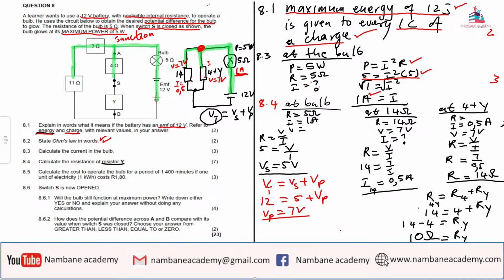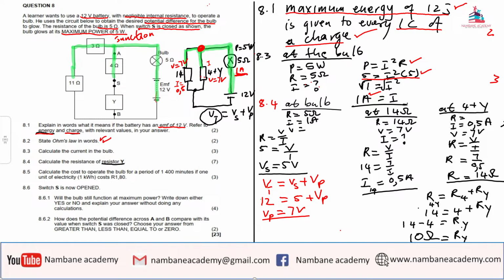We said the V at 14 is 7 volts. Because 14 and 4 plus y are connected in parallel with each other, they actually have the same potential difference. Those are the basic rules we spoke about. So it means now you have the current passing there, which is 0.5. You now have the potential difference, which is 7 V.